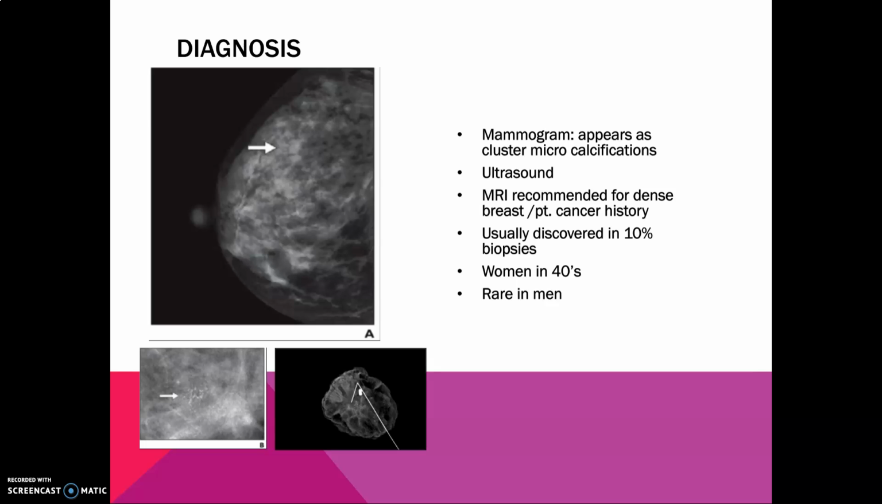Ultimately, ALH is discovered in 10% of all biopsies. The sample is sent to the pathologist for an accurate diagnosis. The cause of ALH is unknown, but it is found in women in their 40s and it is a rare occurrence in men.